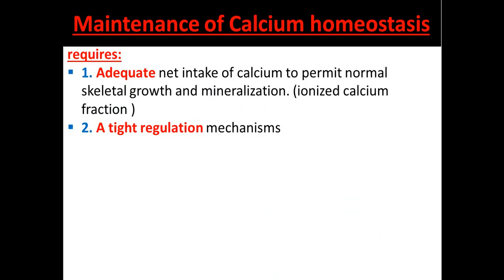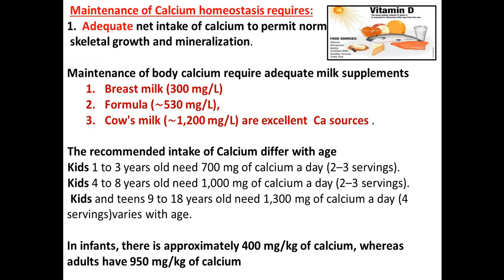So how does calcium homeostasis take place? Maintenance of this homeostasis requires adequate net intake of calcium as well as vitamin D. The calcium here is important, as we said, for skeletal growth and mineralization. Usually it is the ionized calcium fraction which is physiologically important, and there is a tight regulation mechanism we will discuss later.